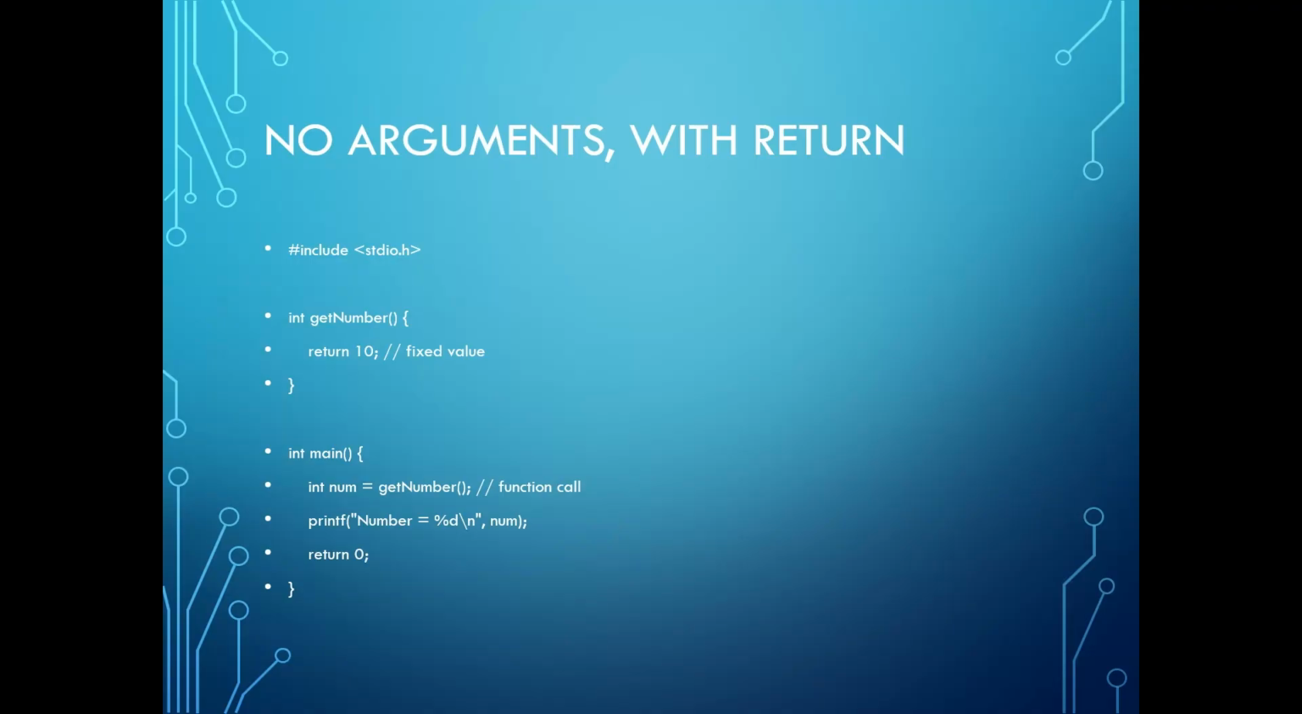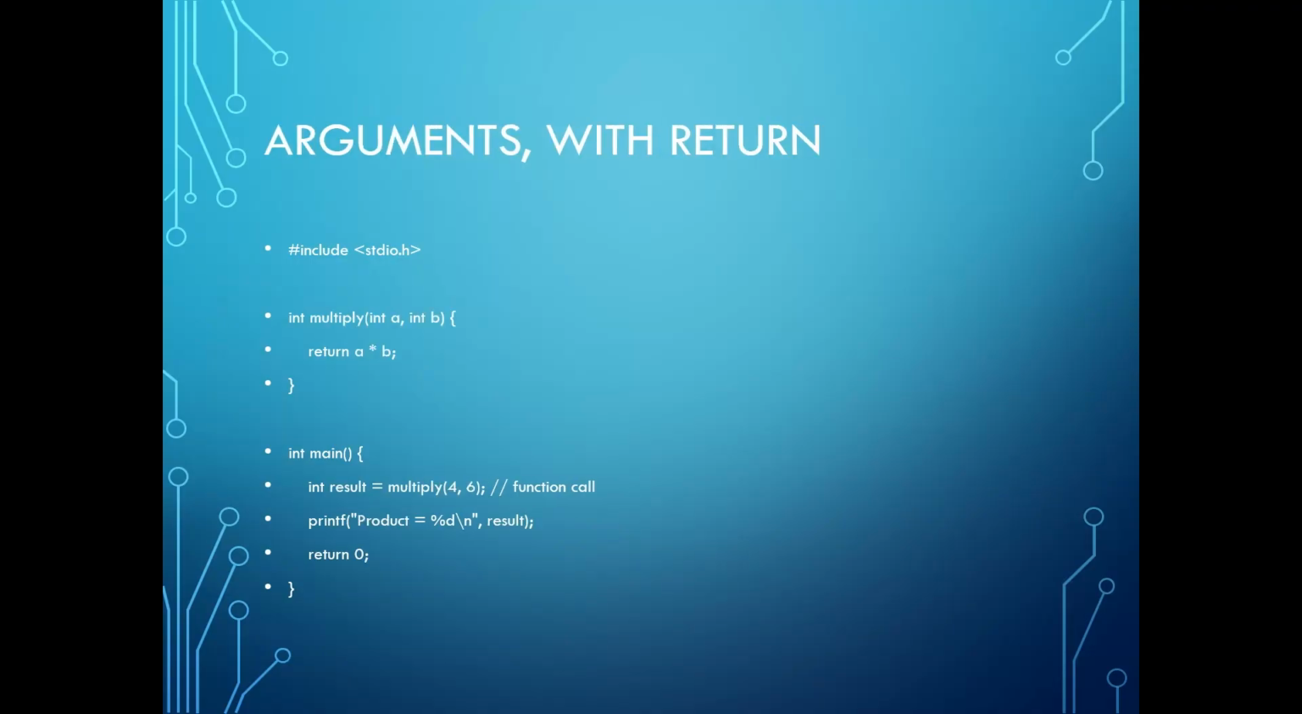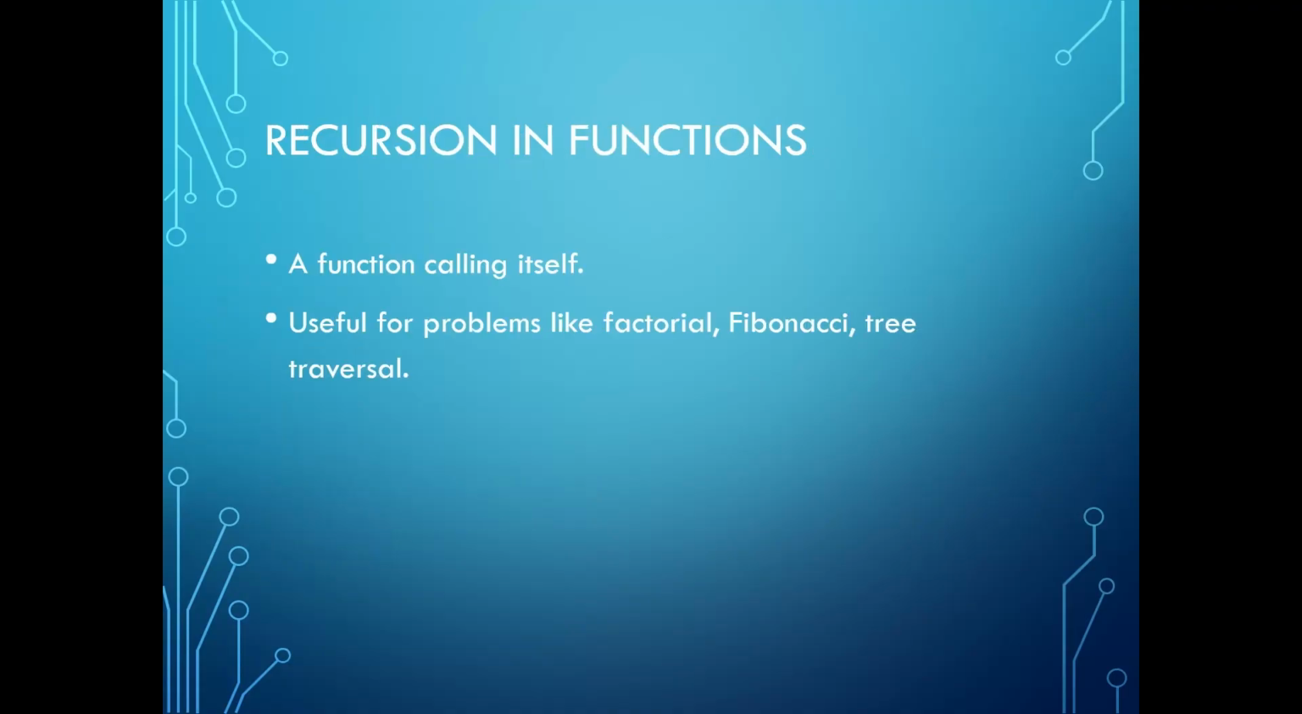So just now we talked about no arguments with return, and arguments with return as well. This is how it happened. Now coming to the main, because you will be using recursion in many functions as well. Into the recursion, how does it work? The function calls itself. Whenever the function is happening, you call the function there, and that function keeps calling itself until it breaks. It is useful for programs like factorial, Fibonacci series, tree traversal, etc.